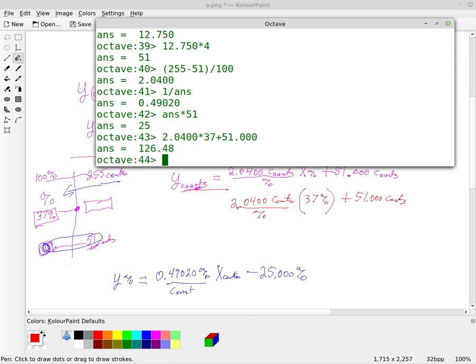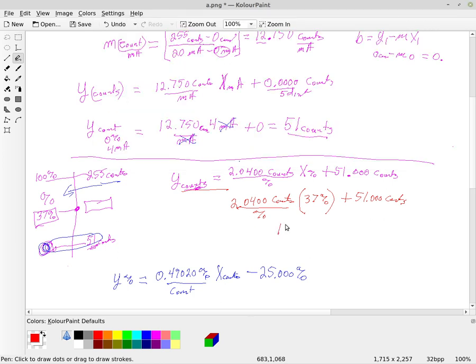Okay, now when I do the calculation there, you see that it is 126.48 counts. That's not the answer, okay? Because the converter doesn't do the fractions. So the correct answer is just simply 126 counts. This is an integer value. There's no decimal point here, all right? So the answer is simply 126.